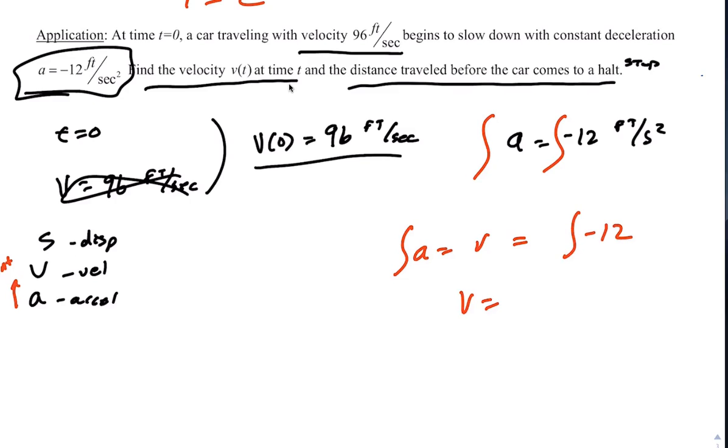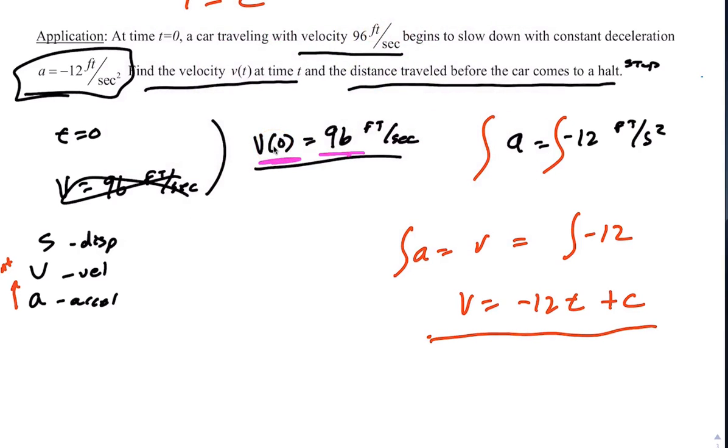Integral of negative 12, you just add the variable. In this case, we're talking about t. So this is negative 12t plus c. Don't forget to add the constant. So that's my equation. Now let's find out what c is. Just plug in my initial condition. So it says when I plug in 0, I get 96. So 96 equals negative 12 times 0 plus c. So 96 equals c. So my velocity equation is this.